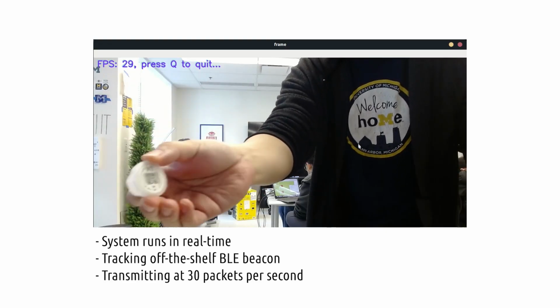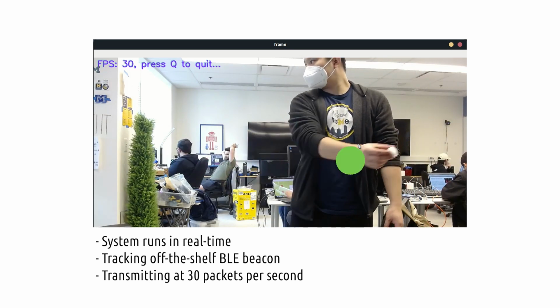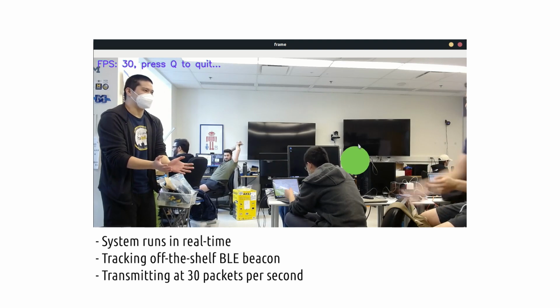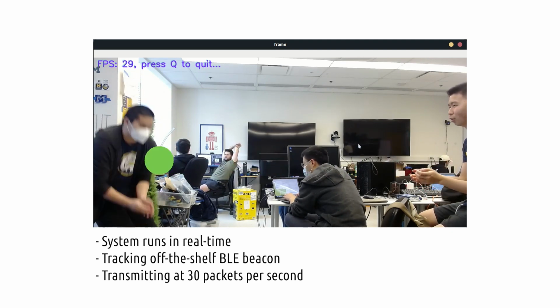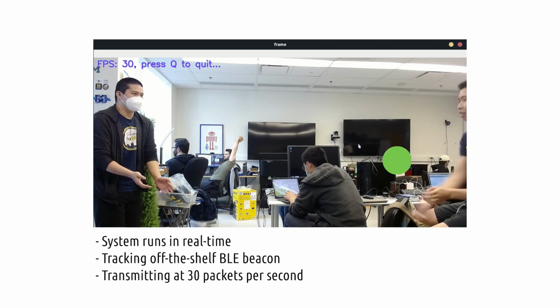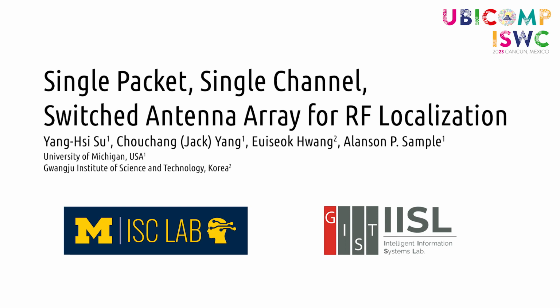Instead of smartphones, the system can also locate other sources, such as this off-the-shelf BLE beacon. We believe the real-time, low-latency aspect of the system can enable numerous applications, and the signal processing pipeline can be applied to other RF protocols as well. For more details about this work, please refer to our paper.